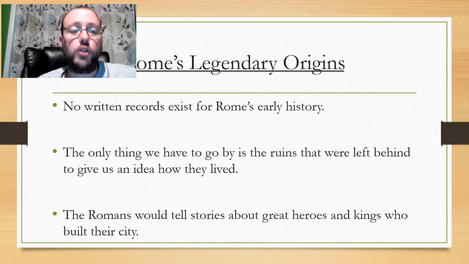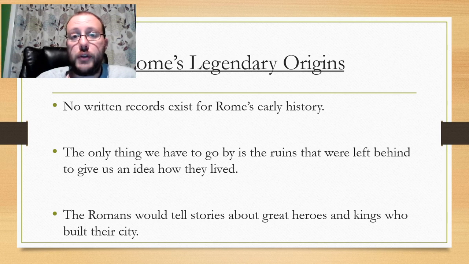Rome's legendary origins. No written record exists for Rome's early history. The only thing we have to go by is the ruins that were left behind to give us an idea how they lived. The Romans would tell stories about great heroes and kings who built their city. Now, like in many things in history, we really don't know a lot about what happened with these people. We don't know a lot about their history because we weren't there. That's a key in history. If we're not there, we don't know what happened.